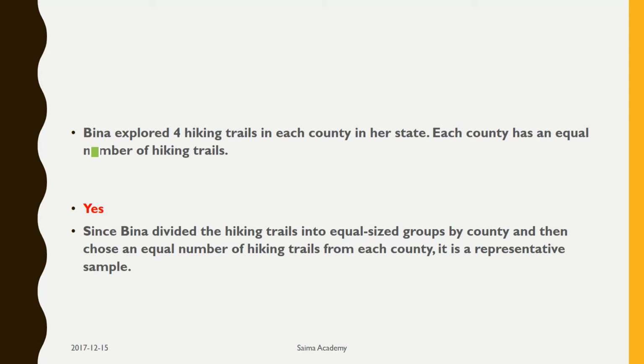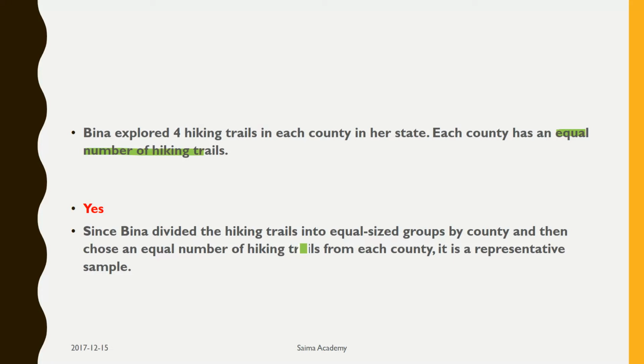Second example is suppose Bina explored 4 hiking trails in each county in her state. Each county has an equal number of hiking trails. So again the answer is yes. Yes, it is a representative sample.